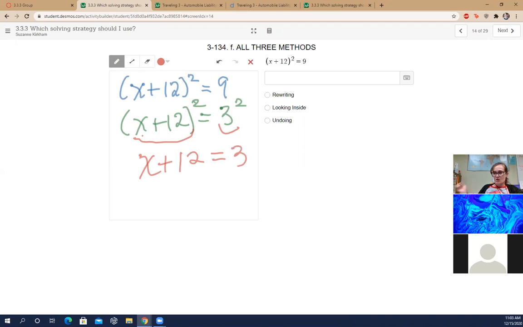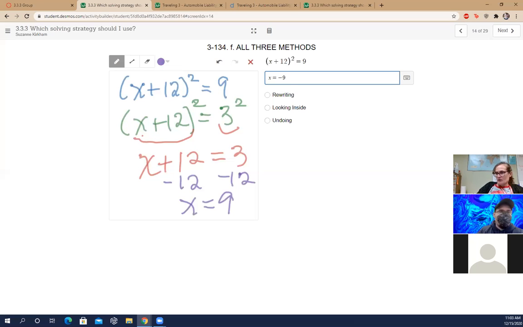Okay, so now we can solve for x. We've got to get x by itself. So I'm going to subtract 12 from both sides. 3 take away 12 is 9. And then I've got my x. So x equals 9. Oh, negative 9. Forgot my negative. Don't forget the negatives. That's so important.